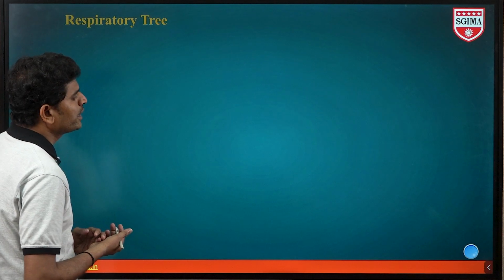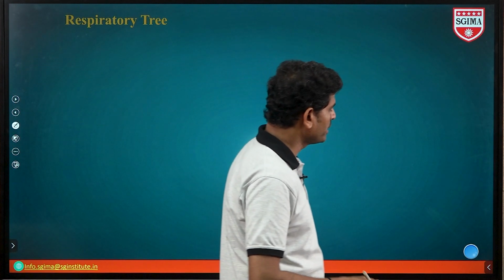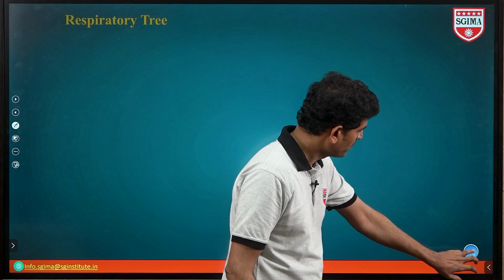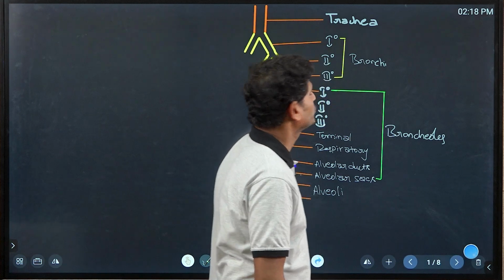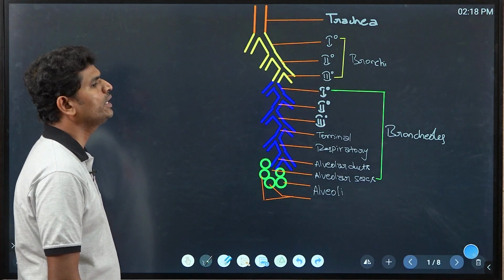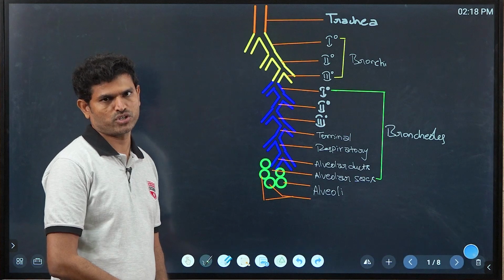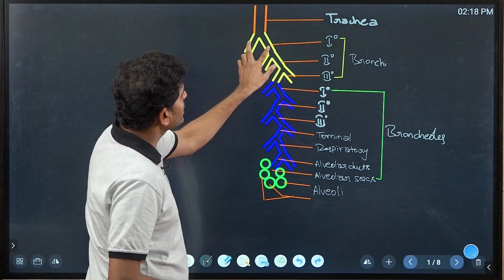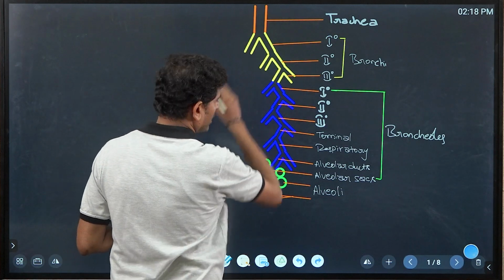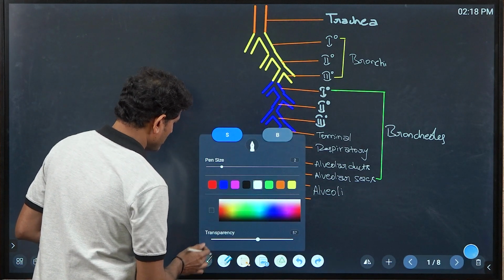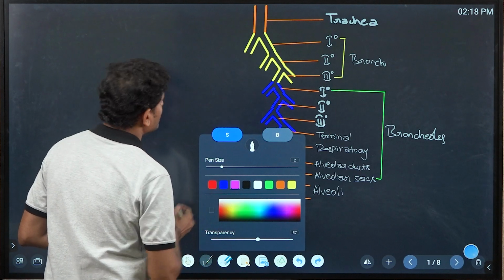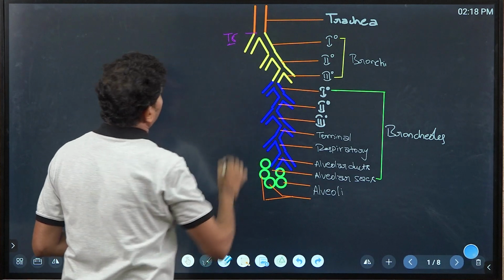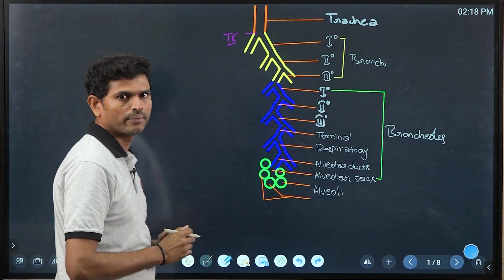Next, respiratory tree. So we can see here the total respiratory tree and its branching. First, the trachea. This trachea divides at the level of the T5 vertebra. At the level of the T5 vertebra, it divides as which one?